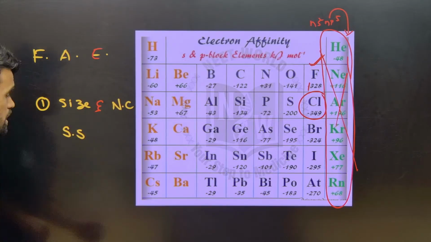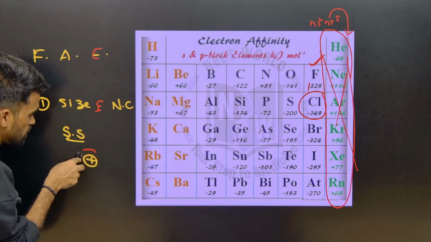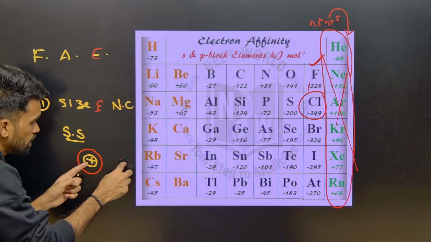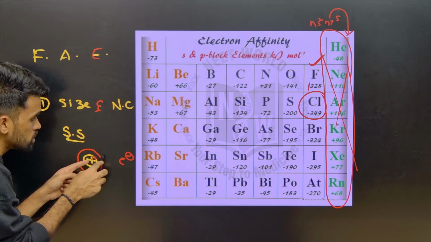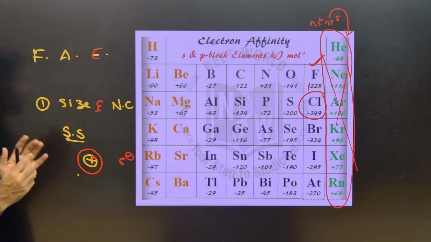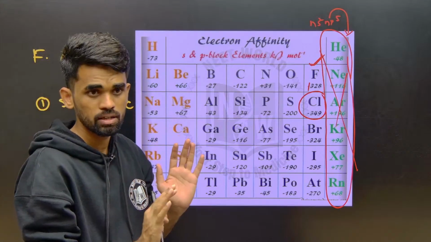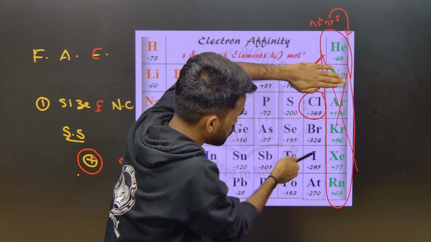Why smaller size? If this is the nucleus and the size is small, and here one electron is there, since the size is small, the nuclear forces can easily act on this electron and gain it. Yes or no? So small size, more tendency to gain the electron. Just keep it aside and observe these values.